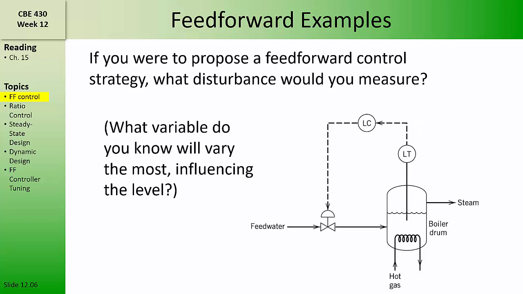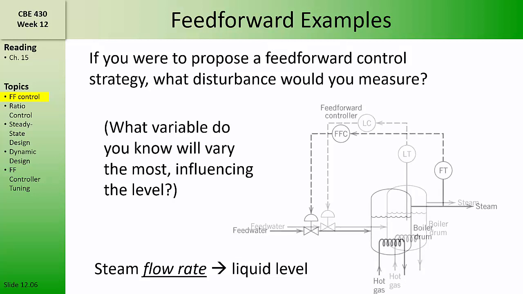If you were to propose a feed-forward control strategy, what disturbance to the level in the boiler might you measure? Think of it this way. What variable do you know will vary the most, influencing the level? If you said the steam flow rate, then you're correct. The steam flow rate is a disturbance on the liquid level in the tank.